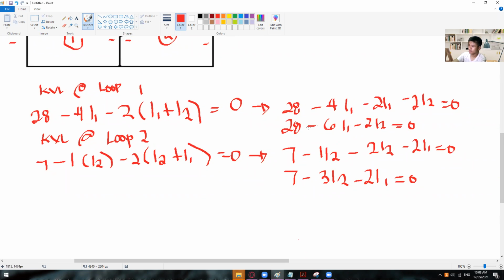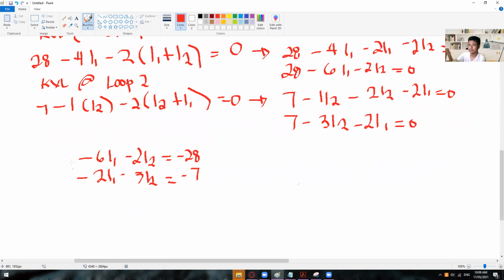So let me arrange this. You have negative 6 I sub 1 minus 2 I sub 2 is equal to negative 28. And then for the second equation, we have negative 2 I sub 1. I'm simply aligning them: I sub 1 for I sub 1, and I sub 2 for I sub 2, and then their voltages. So minus 3 I sub 2 is equal to negative 7. Just by having these two equations, you can already use your calculator to solve.